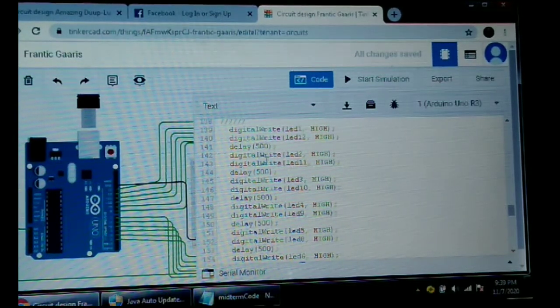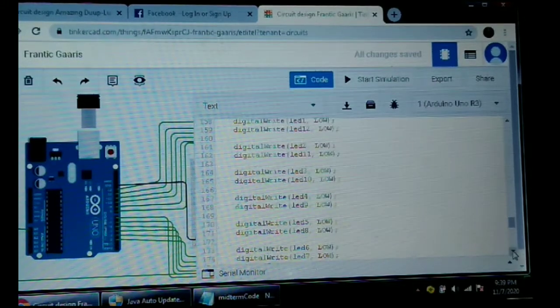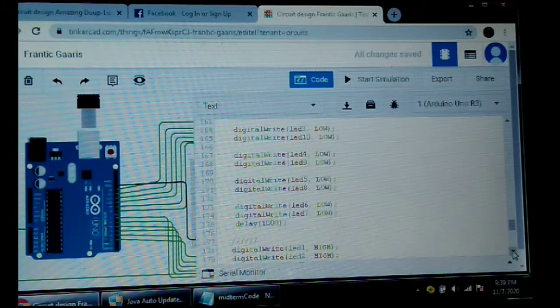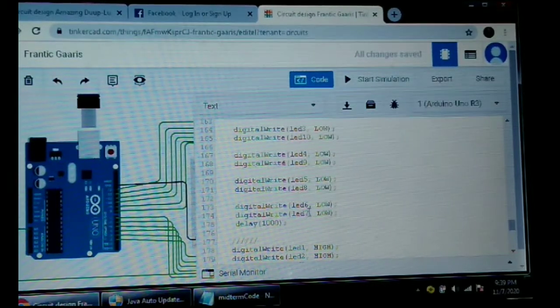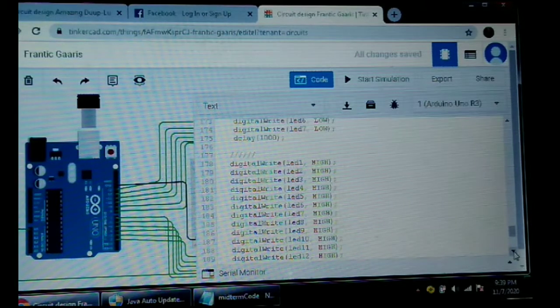then digitalWrite LED2 will turn on, and also LED 11 will turn on. Then the process will continue until LED 6 and LED 7. So that was the third pattern.